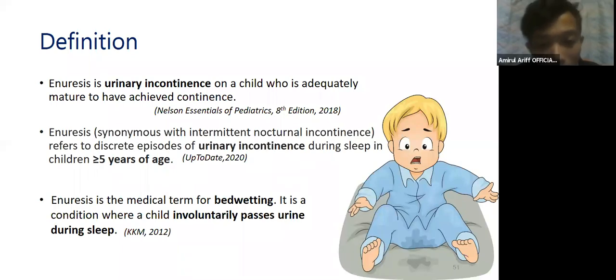Let's first talk regarding the important part, which is the definition. National Essential states that enuresis is urinary incontinence in a child who is adequately mature to have achieved continence. And UpToDate defines enuresis as discrete episodes of urinary incontinence during sleep in children at least 5 years of age. And from the KKM website, Kementerian Kesihatan Malaysia, enuresis is the medical term for bedwetting. It is where a child involuntarily passes urine during sleep. So in easy words, enuresis is urinary incontinence in a matured child that we expect not to have urinary incontinence. So let's talk more about that.